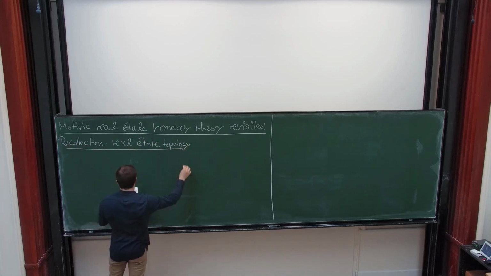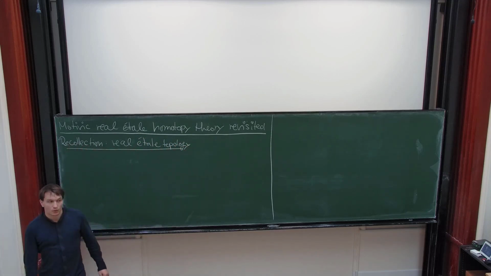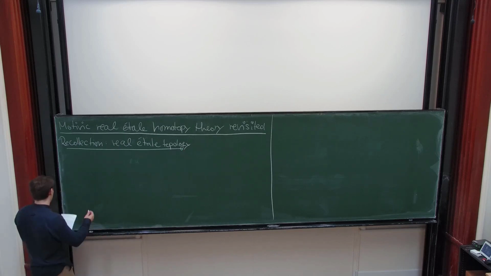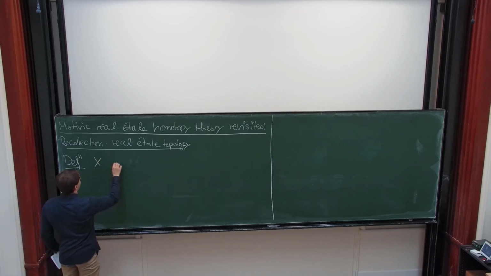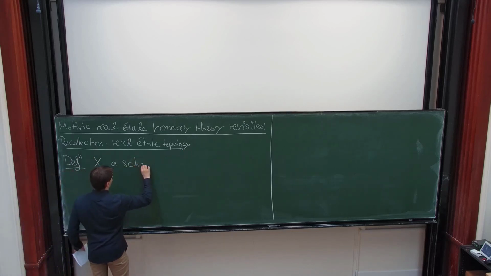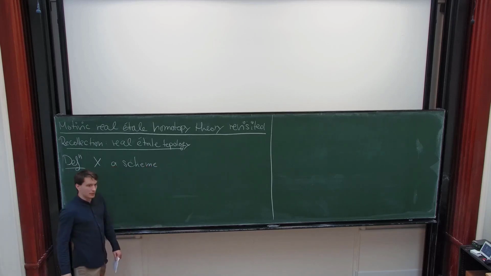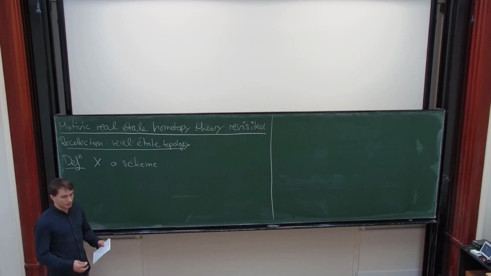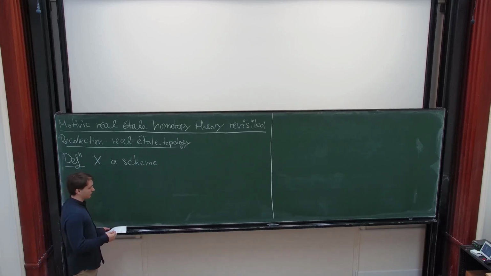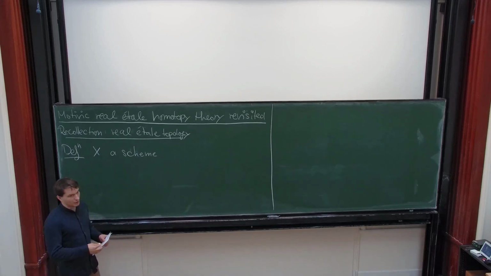Okay, so the real étale topology is a Grothendieck topology on the category of schemes. And it's constructed using the following gadget. So let's say X is a scheme. And then out of this, you can build a topological space. For now, I'm going to give you a set, and I'm going to say a word about the topology very soon. So this is somehow the realification or the real space of X.